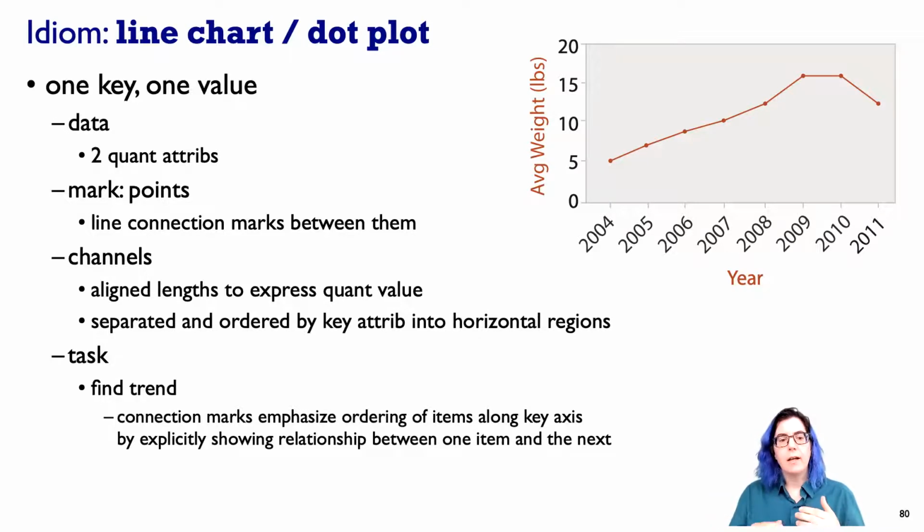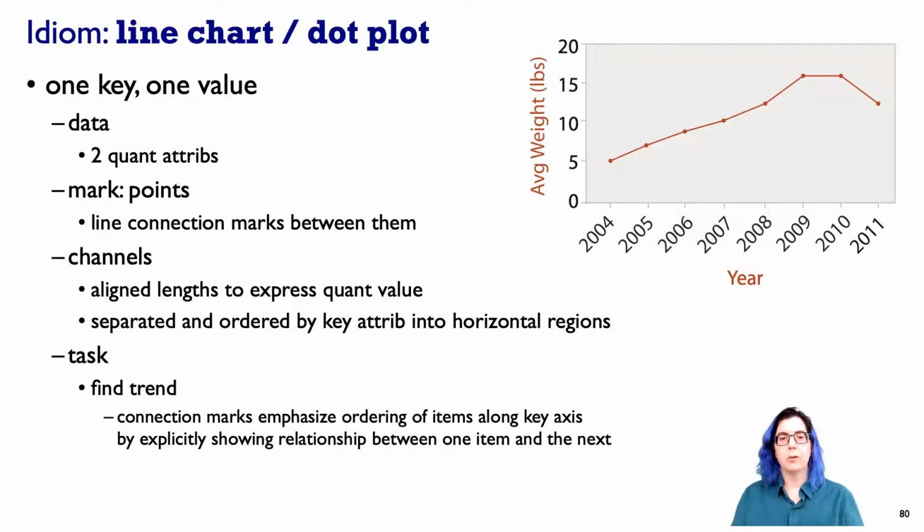So what's going on here? The length, the aligned height of those dots is expressing the quantitative value. We're doing the same thing as with the bar chart, where we're separating and ordering by some attribute. In this case, the attribute is actually ordered itself, which is these years. So we didn't have to wonder about the horizontal ordering. But the key thing is that we're really emphasizing trends here, because the connection marks are emphasizing the relationship between one data point and the next, between 2004 and 2005. It's emphasizing that connection by having a connecting mark to do that. So this very strongly implies trends.